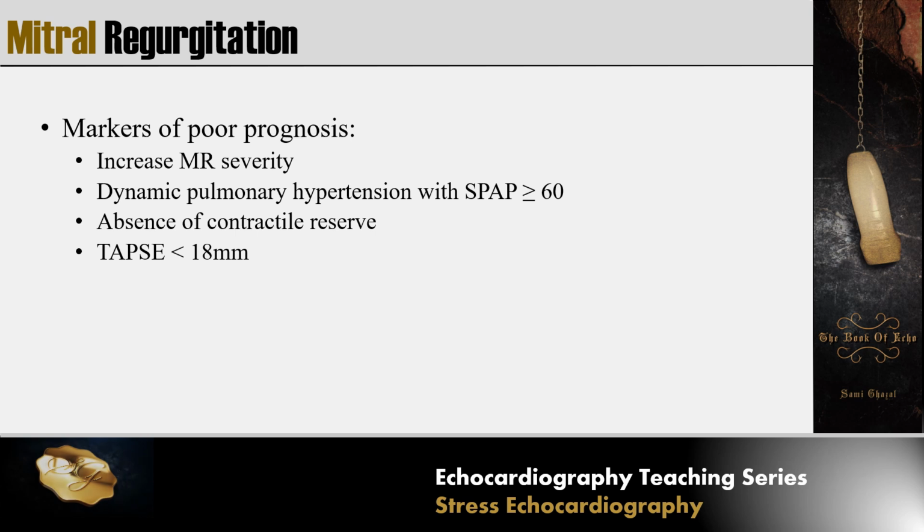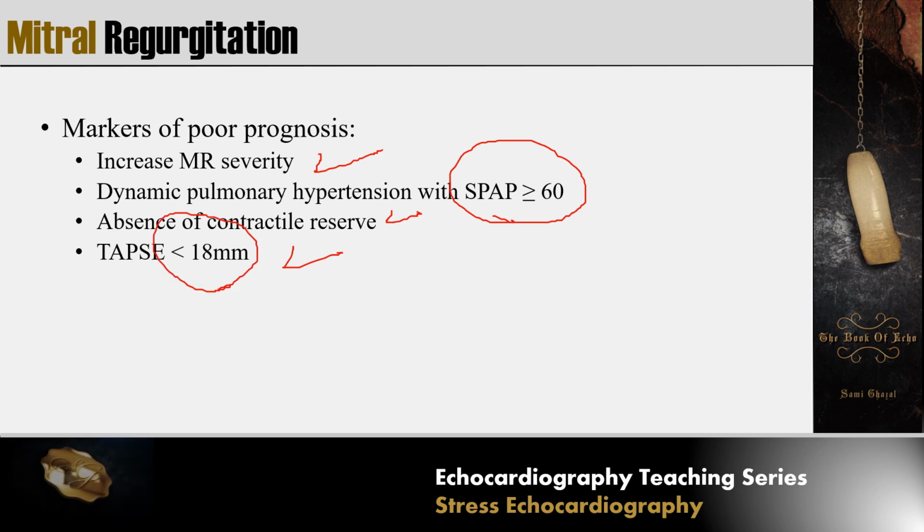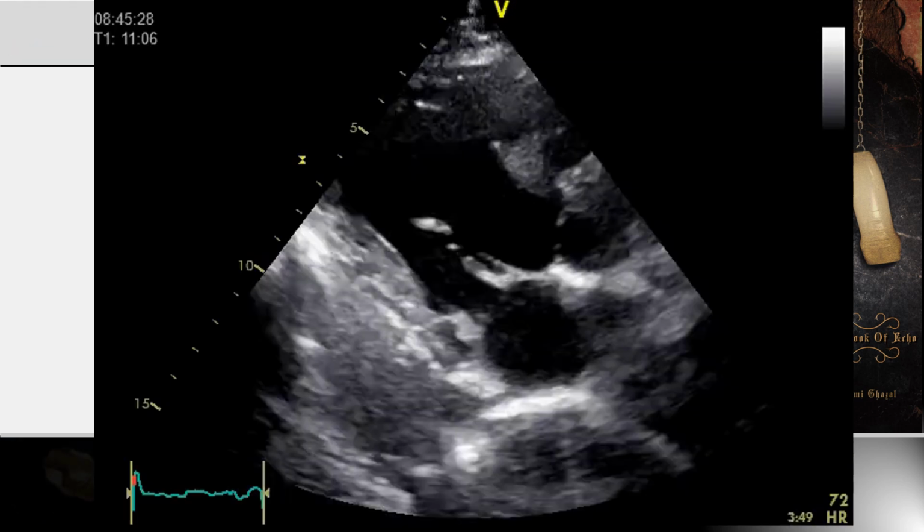Now, markers for poor prognosis in MR: if there is an increase in severity, or there is dynamic pulmonary hypertension, now you have more than 60, or worse prognosis, that you need to act upon. Absence of contractile reserve, so you expect that with correction of MR, EF might drop. TAPSE below 18 is also a marker of poor prognosis.